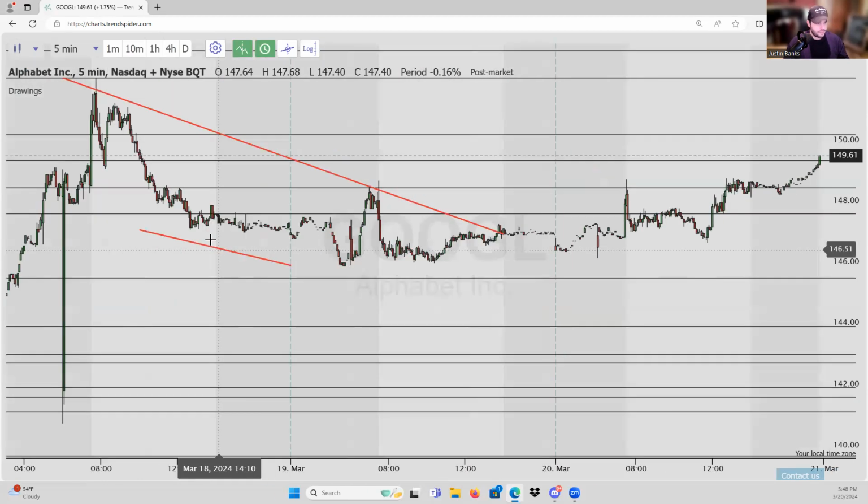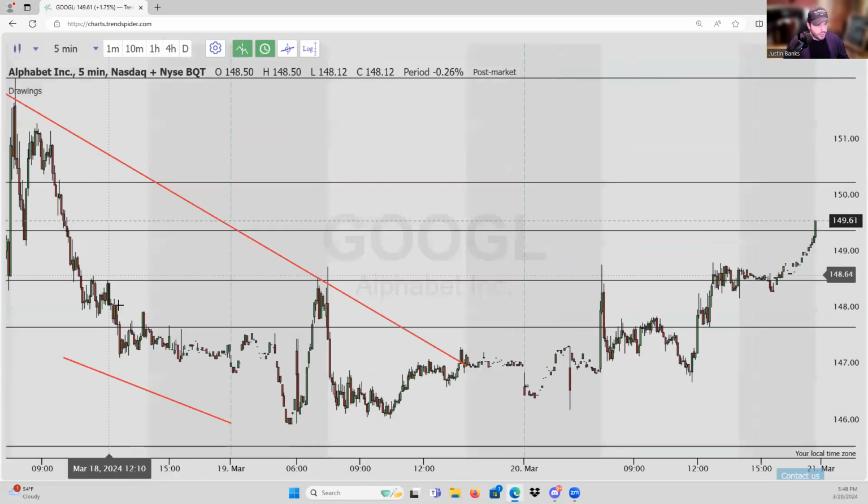So we already know that one of our big levels to break is this 148.50, right? We broke below it to create this low, this flag. Yesterday, we came up and we rejected it. Today, we did the same thing, but we finally broke out.